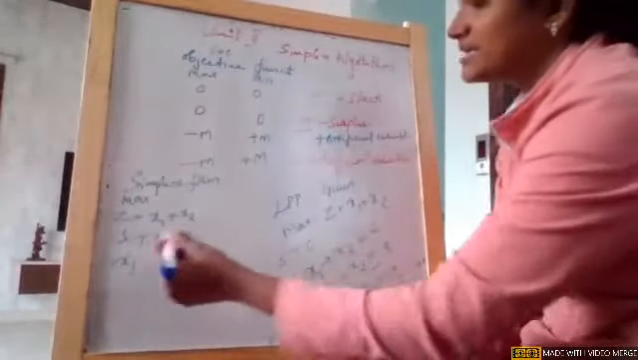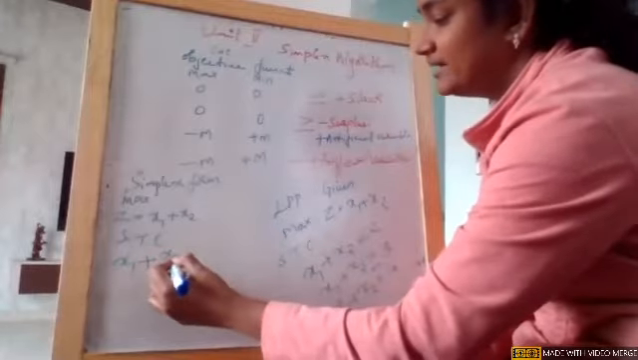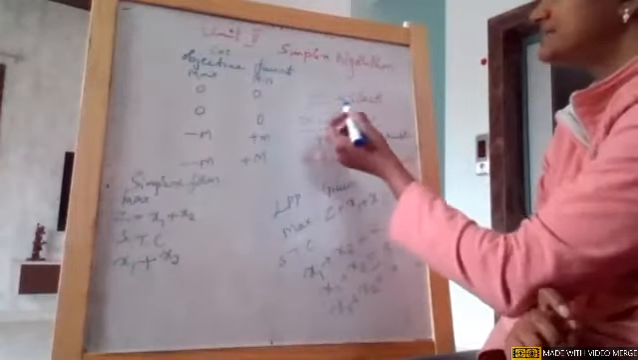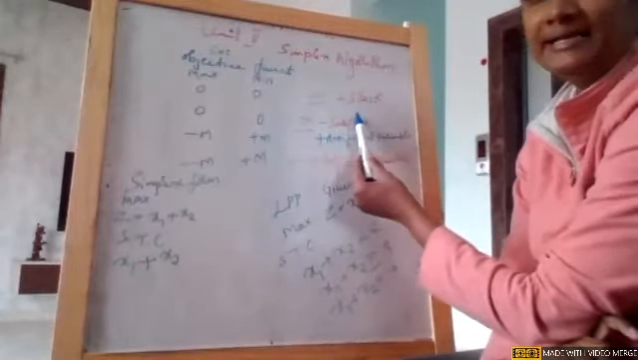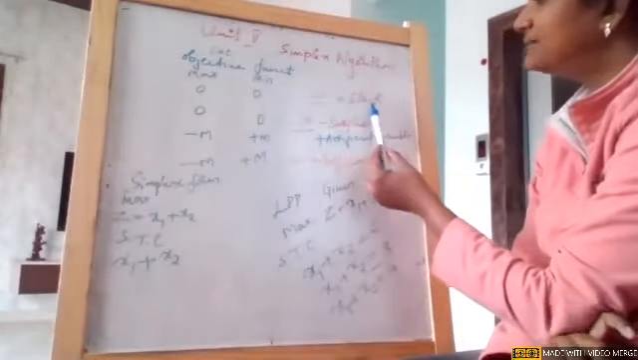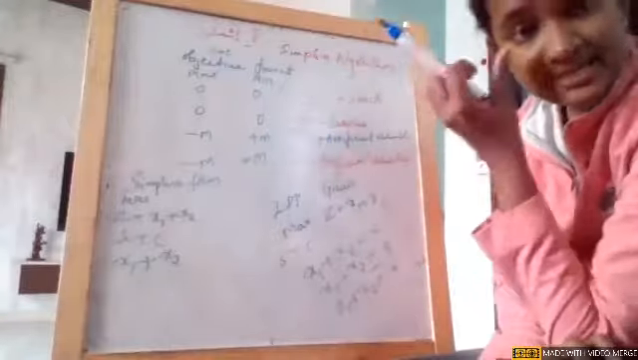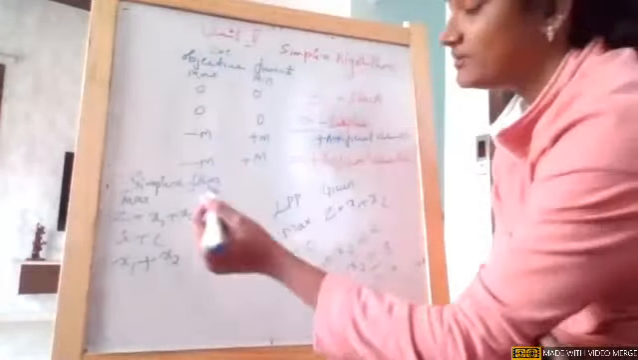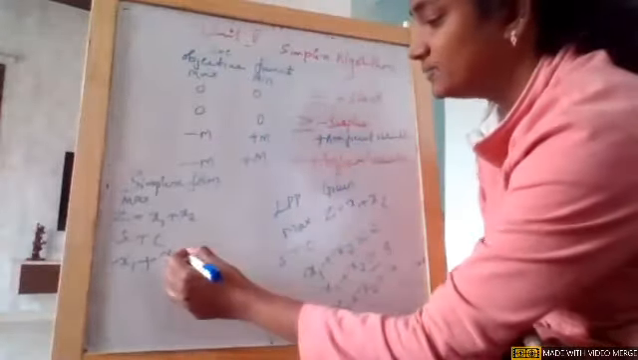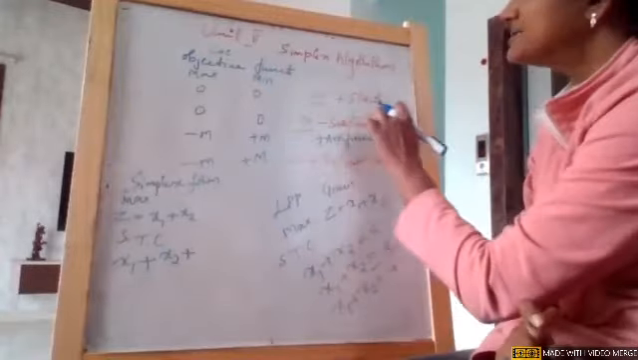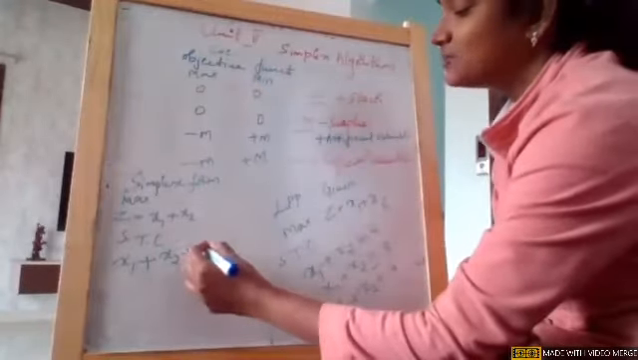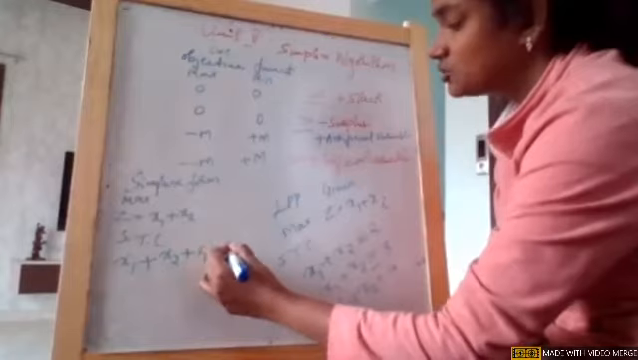First, x1 plus x2 is less than. When it is a less than symbol, we are supposed to add slack. There are two different terms, girls: slack and surplus. Both we denote with S only. As this is the first equation, I am representing it as S1. Less than symbol, add slack, so plus S1 is equal to 2.